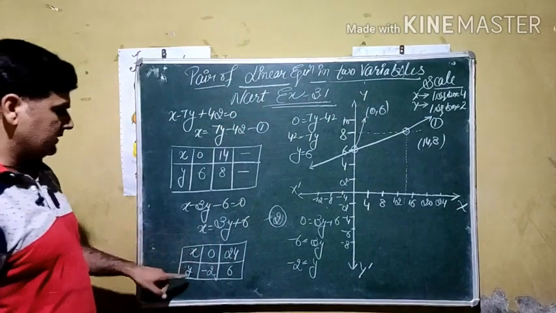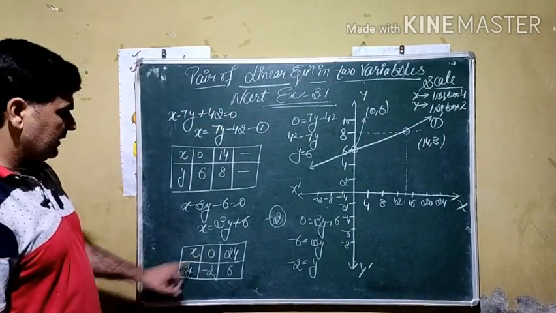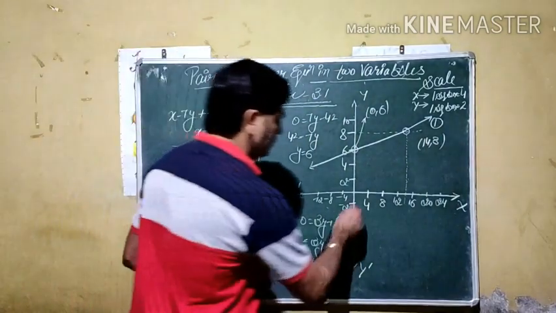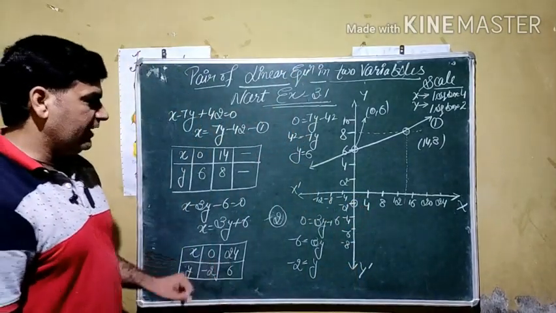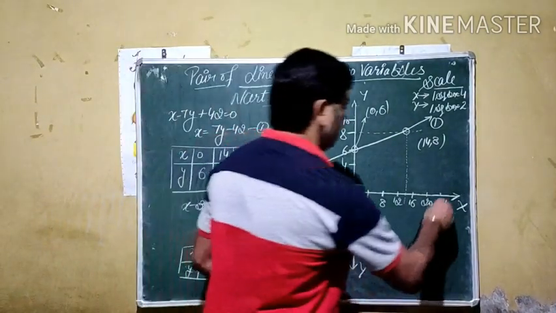Now for this one, x value 0 means it is on the y-axis at minus 2, this one. X value 24, y value 6. Approximate here.